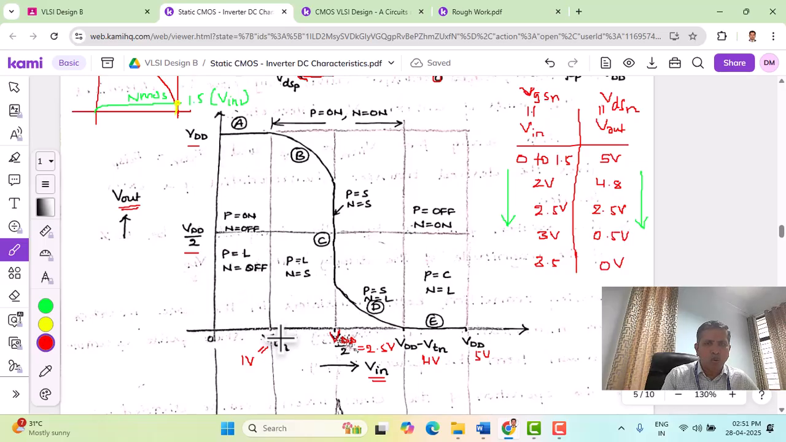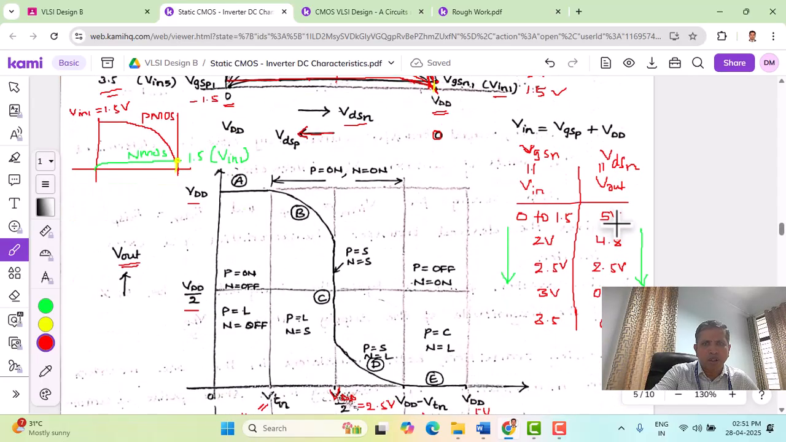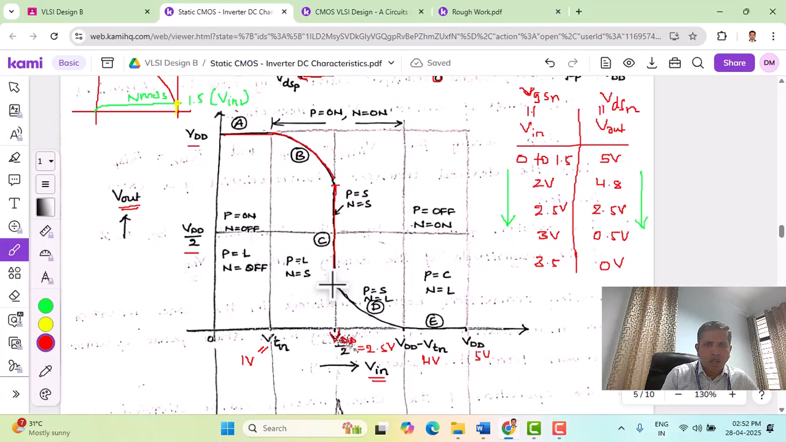From 0 to 1 volt, or 1.5, the output remains at 5 volts. As we move from 1 to 2.5, the output drops, and at exactly 2.5 the transition happens from high to low. It keeps decreasing as we increase the input voltage, and when the input voltage is increased beyond 2.5, the output comes close to 0, and further goes to 0.